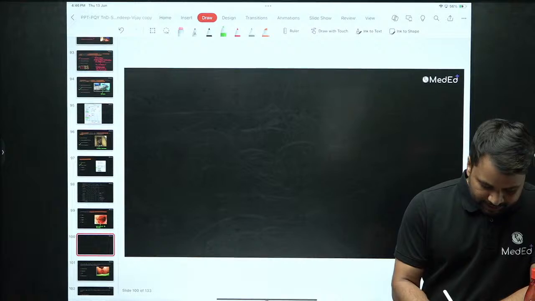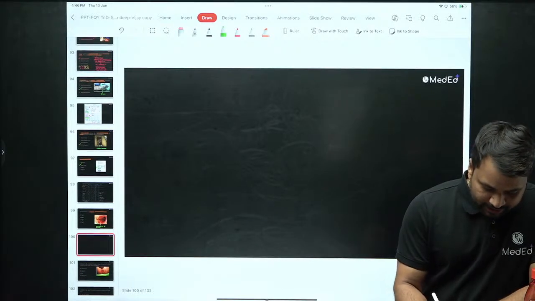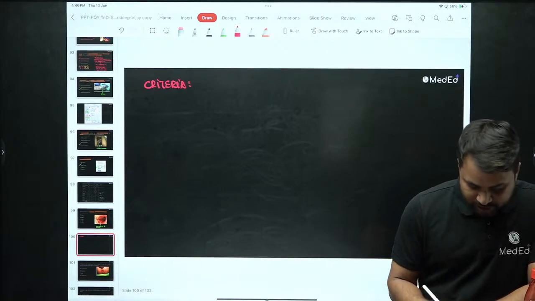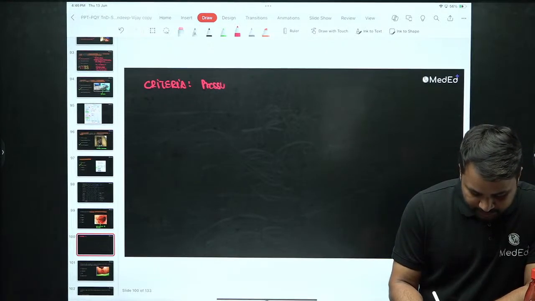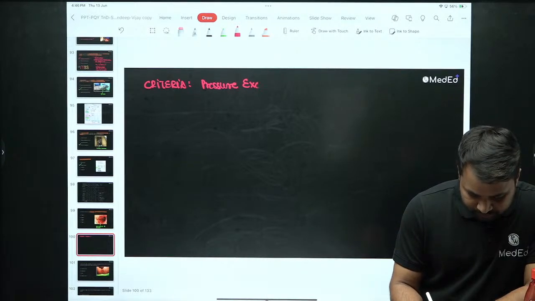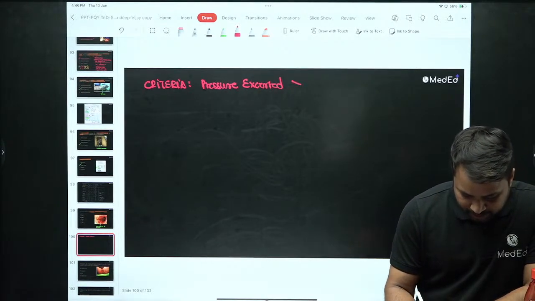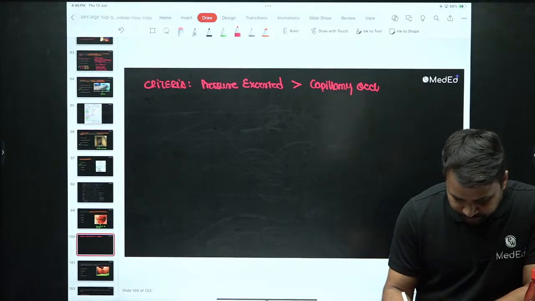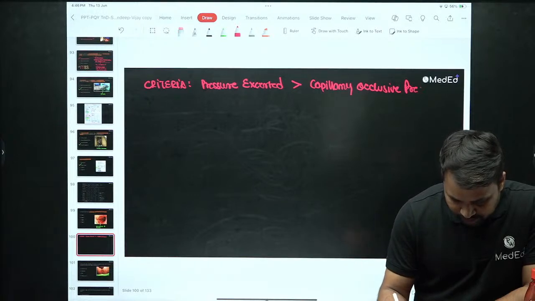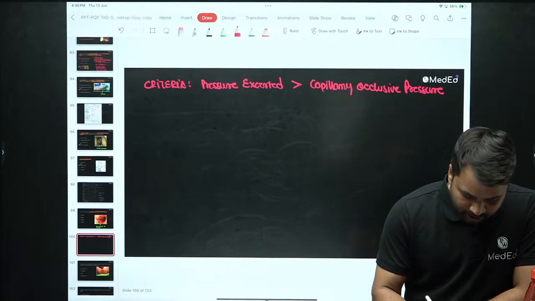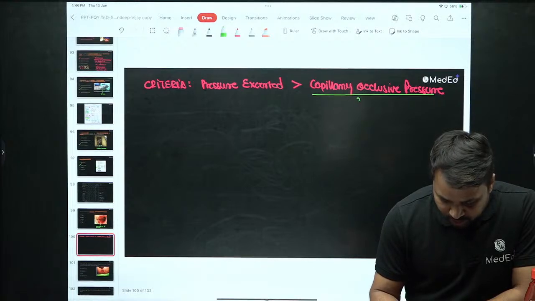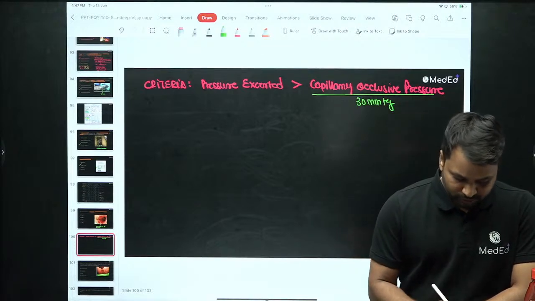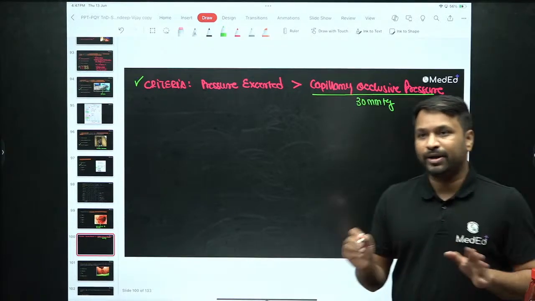So when you talk about the grades of pressure ulcer, what is the criteria for development of a pressure ulcer? Remember, the most important is if the pressure exerted is more than the capillary occlusive pressure. Remember the capillary occlusive pressure is going to be 30 millimeters of mercury, right? Then the patient will develop a pressure ulcer.